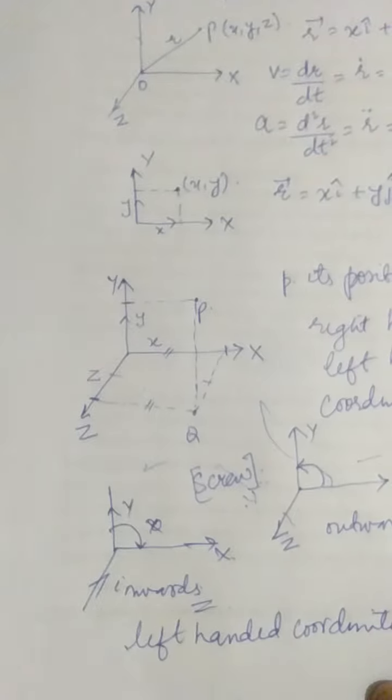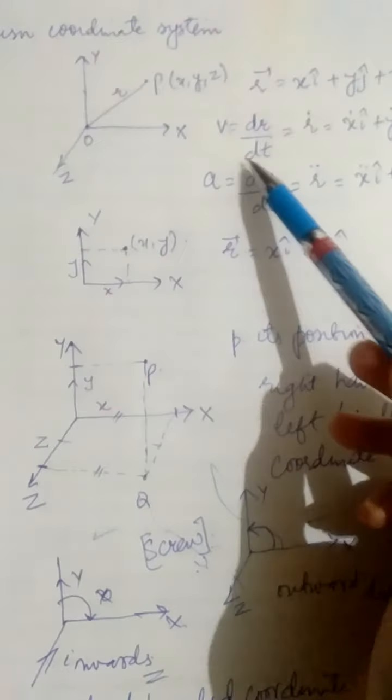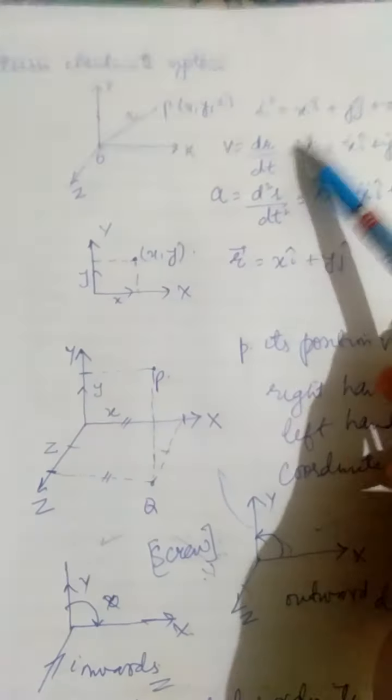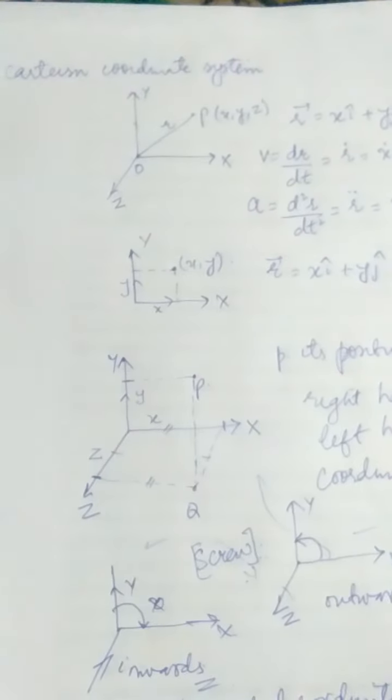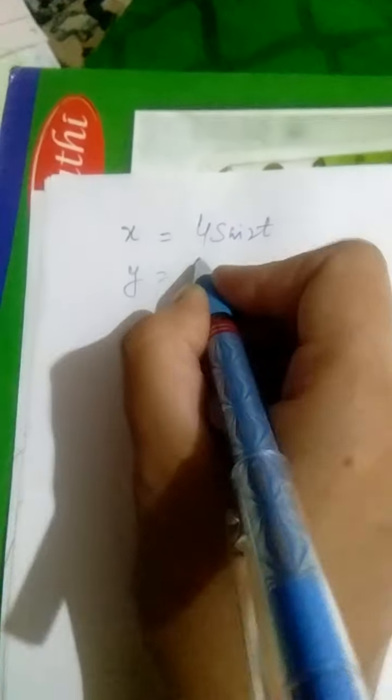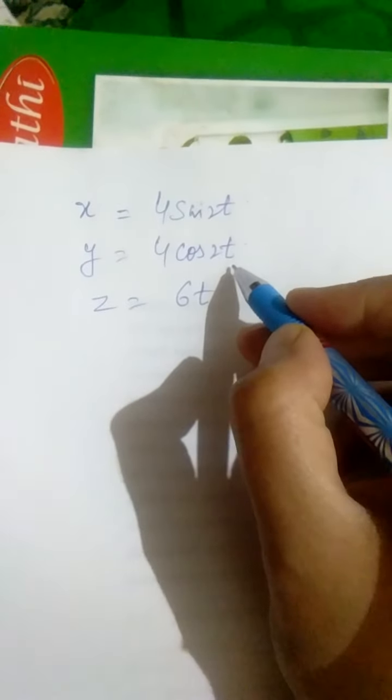Now let us do some numerical examples to find how we determine the velocity or acceleration or position of a point which can be specified by means of a three-dimensional Cartesian coordinate system. So let us pick up an easy example. Suppose the x-coordinate of a point is given by 4 sine 2t. I'm randomly choosing an example, and the y-coordinate is given by 4 cos 2t, and the z-coordinate is given by 6t, where t is the time, right?